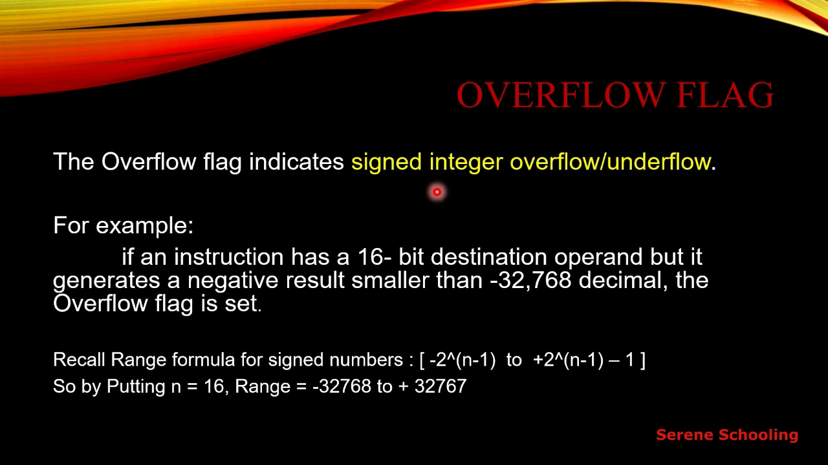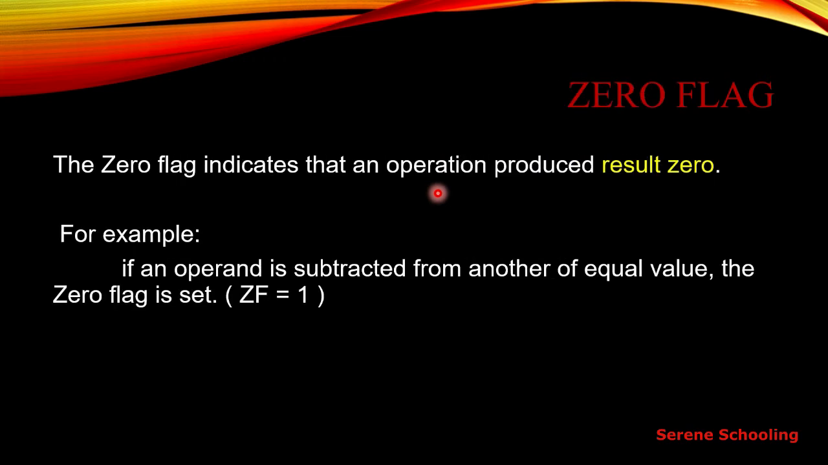If the overflow flag is 0, it means that there is no overflow or underflow, and the flag is just in the normal condition. Okay, next we have the zero flag. This is pretty simple. It indicates that whatever arithmetic operation we are performing on our registers or memory is producing the whole result as 0 only.